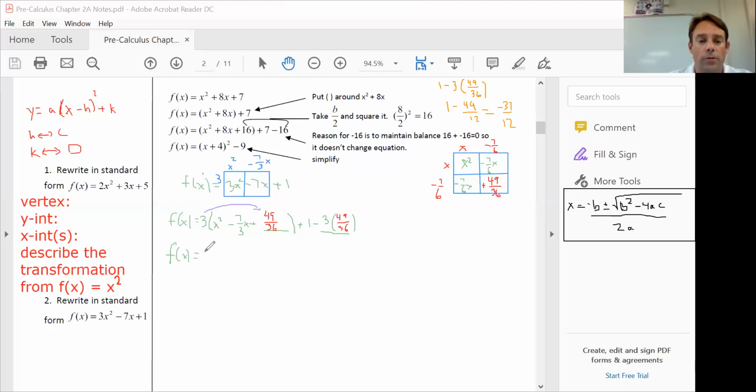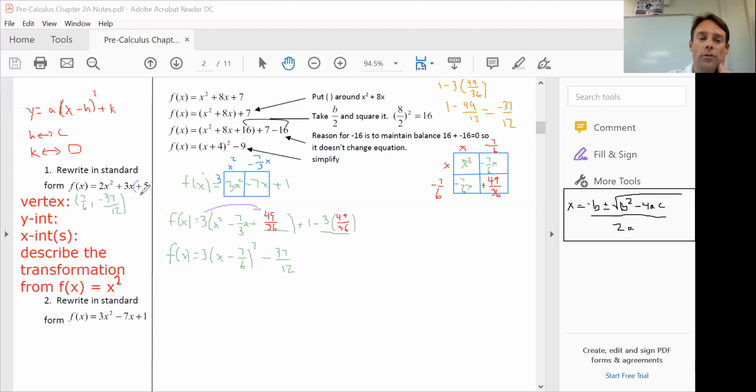All right, f of x equals 3 times x minus 7/6 minus 37 over 12. All righty, got to get our vertex. Vertex time. So if we're looking at it, the opposite of negative 7/6, that'd be a positive 7/6, and negative 37 over 12. Ooh, I believe this means we're going to end up having some x-intercepts this time.